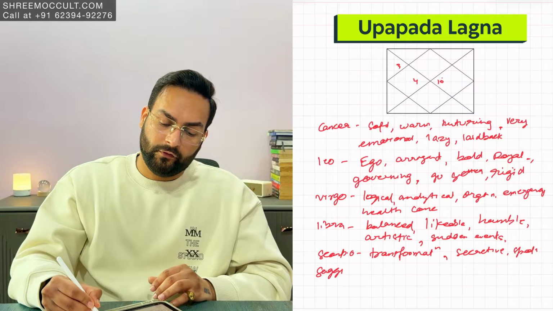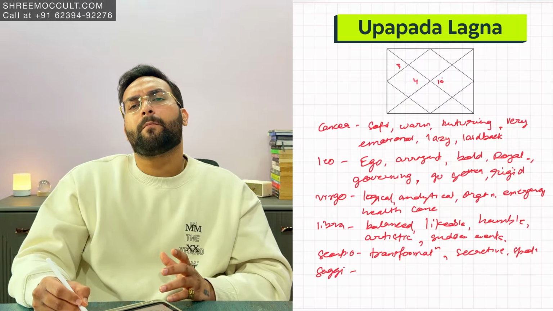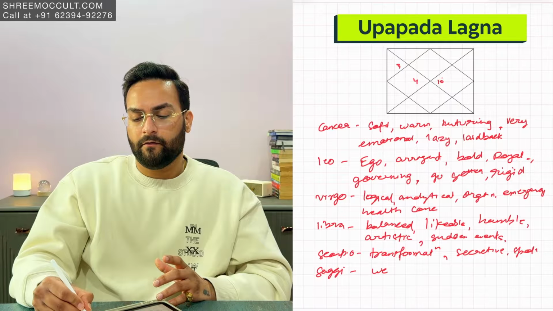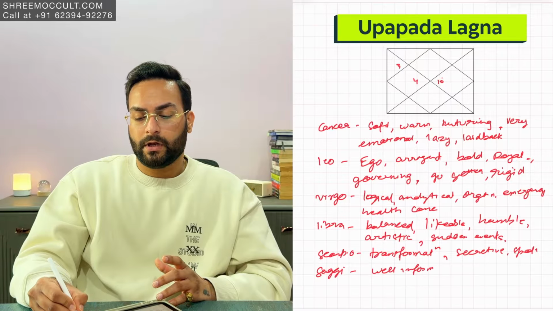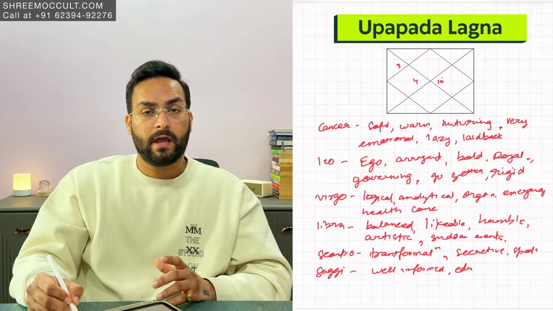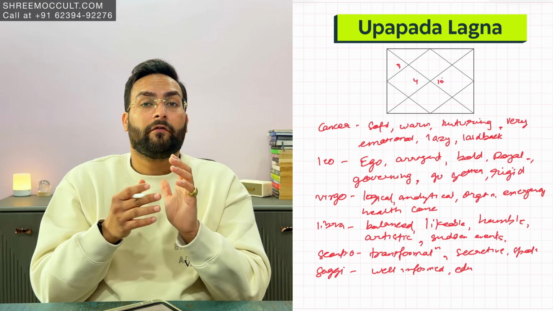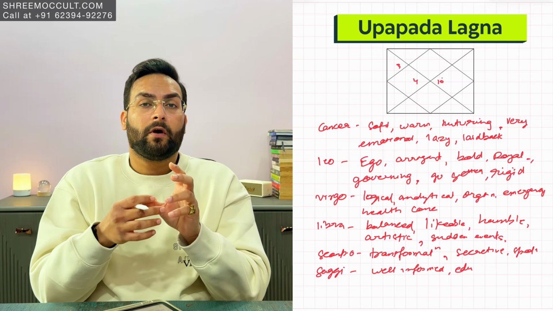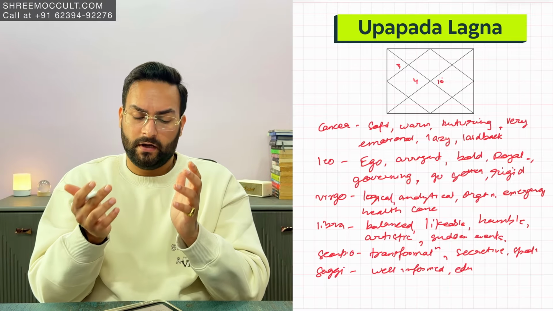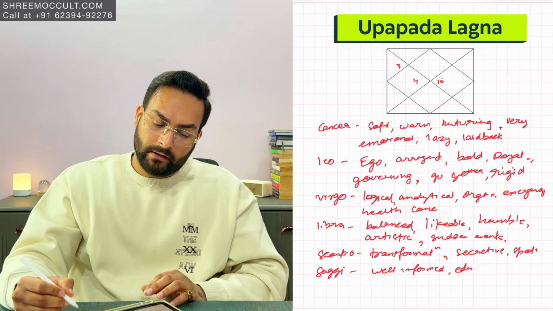Now let's move to Sagittarius sign. They're going to get a partner that is very well informed, very educated. Even if they're not very educated, they're going to be very well informed. They will have a lot of knowledge on different topics. They can talk about anything. Mostly that type of individual you're going to get.